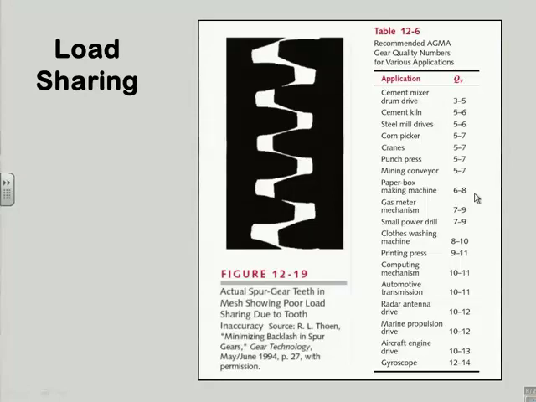Halfway down, I've got a paper making machine that's 6 to 8. Then a washing machine at 8 to 10. Mainly, these numbers are going up because you're trying to control the noise. Automotive transmissions 10 to 11, up near the top, because you don't want noisy gears in your transmission, and you also don't want them to wear out in a hurry. Radar antenna drive, I don't want vibration in that, certainly. Marine propulsion, 10 to 12. Aircraft engine, a little bit better. Gyroscope, 12 to 14. A gyroscope is a very precise device. If I have any bad teeth in that, it's going to vibrate and the gyro won't work, right?